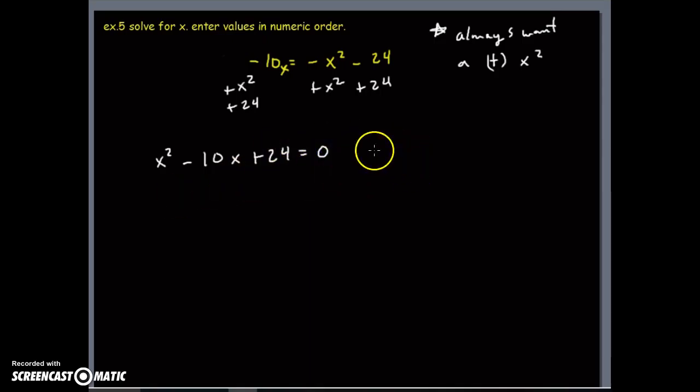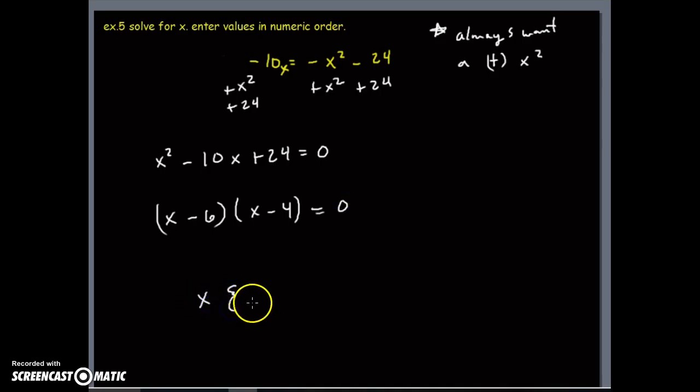Now we're going to factor this, so two numbers that multiply to 24, but add to a negative 10: x minus 6, and x minus 4. These add to negative 10, and they multiply to a positive 24. And then we know our answers are x equals 4, and x equals 6 in numeric order. Good luck on the problem set.